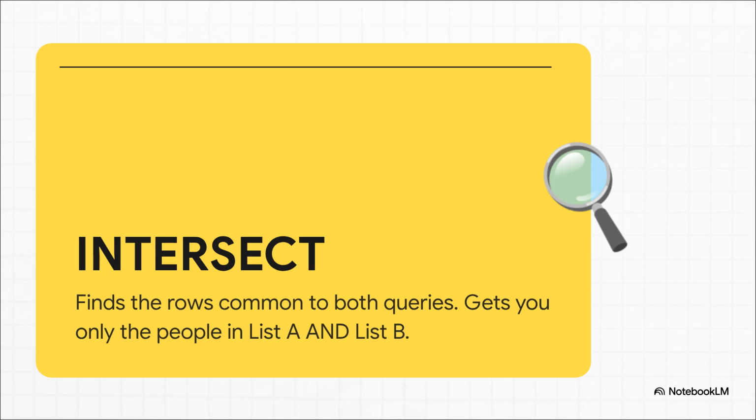But what if you don't want everyone? What if you're only interested in the suspects who are on both of those lists? Well, for that, you use intersect. This would find anyone who is both a faculty member and a student. Think teaching assistants. It's the perfect tool for finding that crucial overlap between 2 sets of clues.